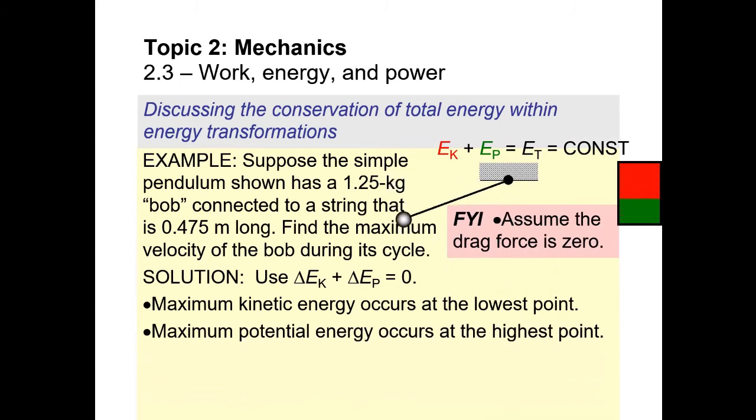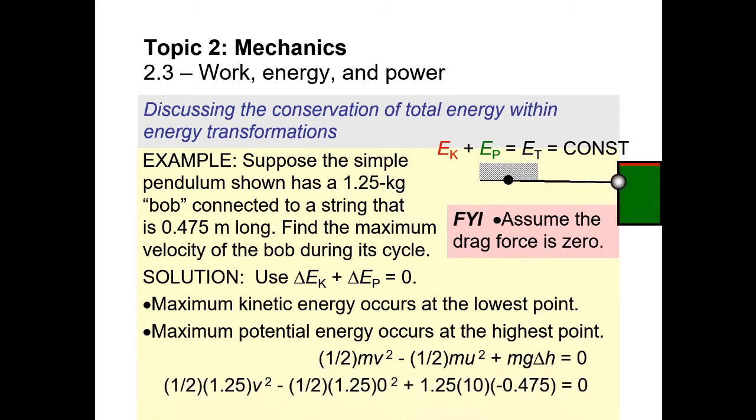Maximum potential energy occurs at the highest point. You can see that it turns green. So change in kinetic energy is final kinetic energy minus initial kinetic energy. Change in potential energy equals mass times acceleration due to gravity times the change in height. So we plug in the values. Initially, the object is at rest, so initial kinetic energy equals 0.